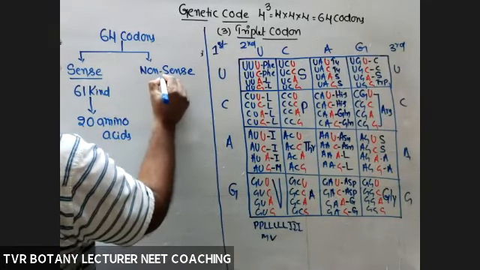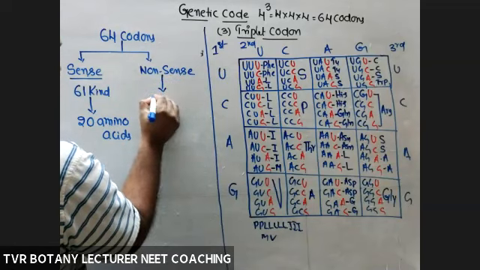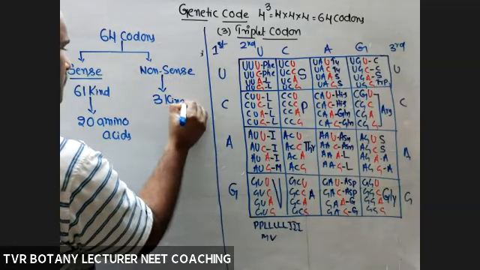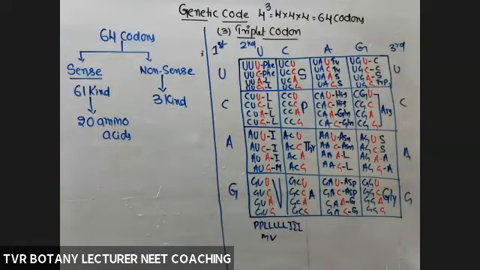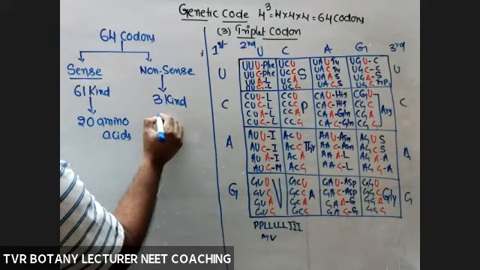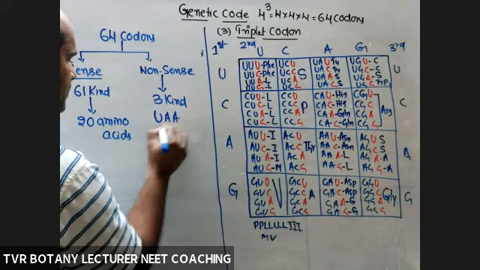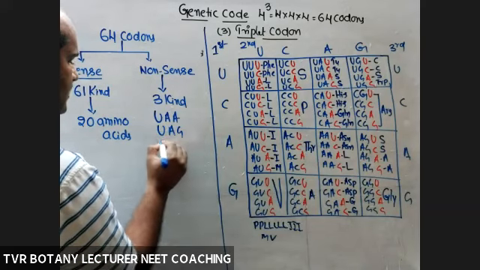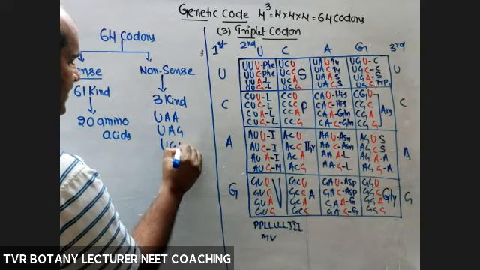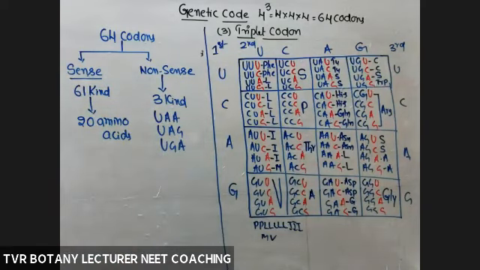And what about nonsense codons? The total number of nonsense codons is usually 3 kinds. Nonsense codon means they do not code for any type of amino acid. What are the 3 kinds of nonsense codons? UAA, UAG, UGA.